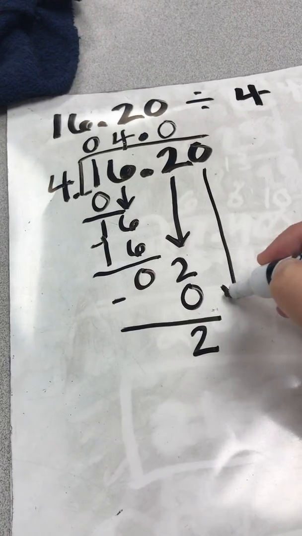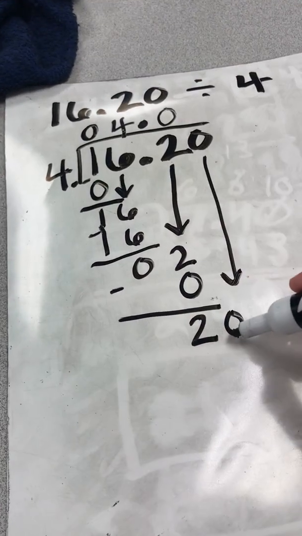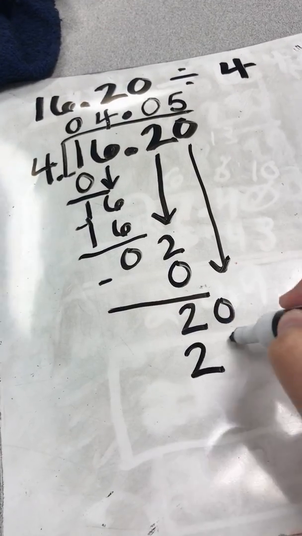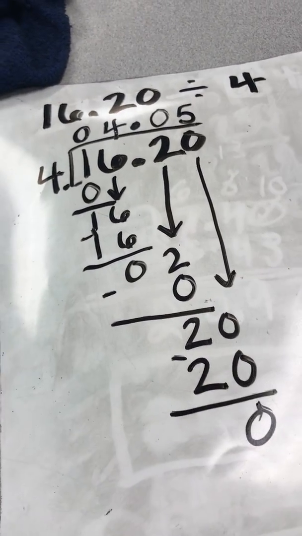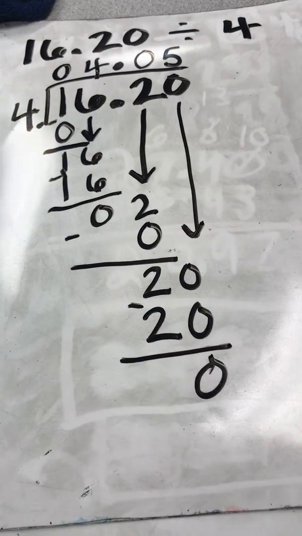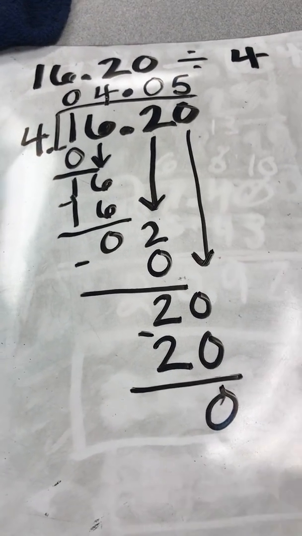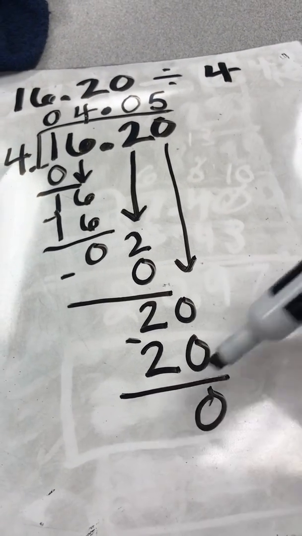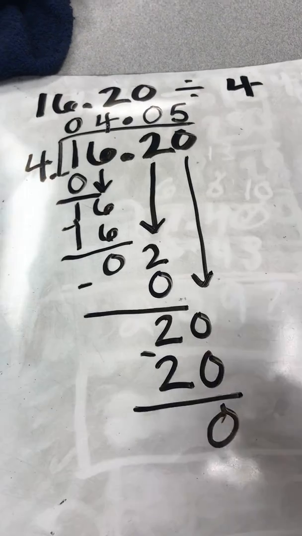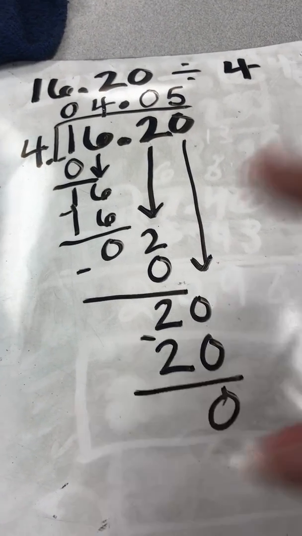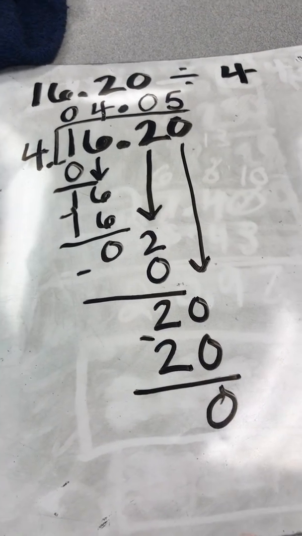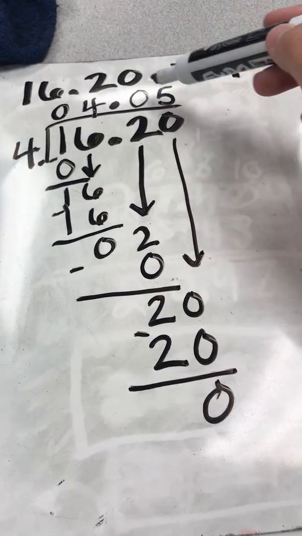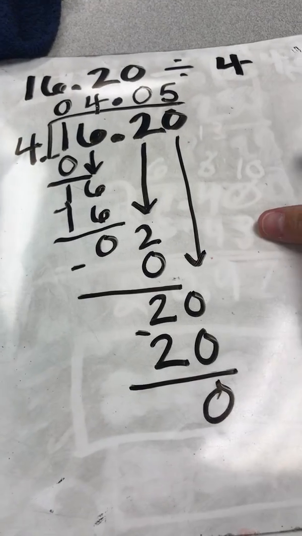We're going to bring down our 0. 4 will go into 20 5 times, and 5 times 4 gives me 20. And we are left with 0. So notice there's no remainders. If we're multiplying or dividing with decimals at this point, we're not going to go into the part where you're going to have remainders with decimals. So at this point, we should not have any remainders. I'm going to notice that all of my numbers are lined up at the top. So my answer here is 4 and 5 hundredths.